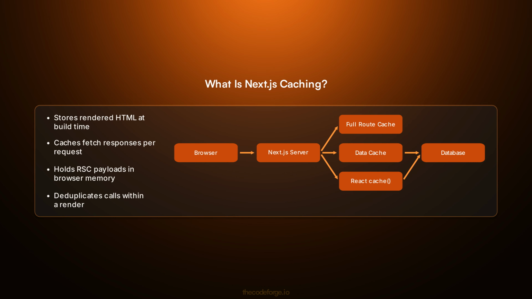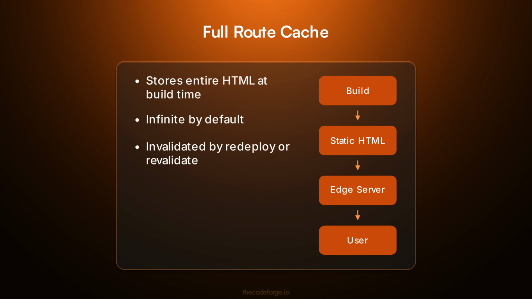The full route cache is the outermost layer. It stores the entire rendered HTML and RSC payload at build time. It's infinite by default. It never revalidates unless you explicitly configure it. If your CMS updates content after a build, the cached page will not reflect those changes.